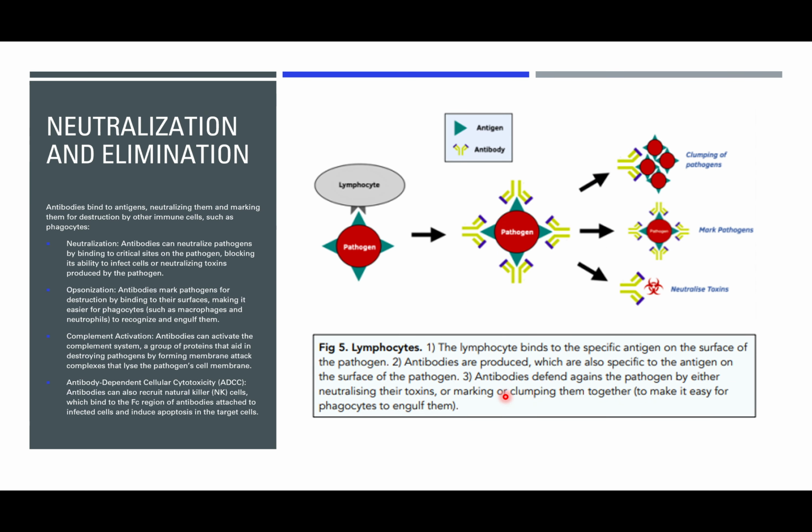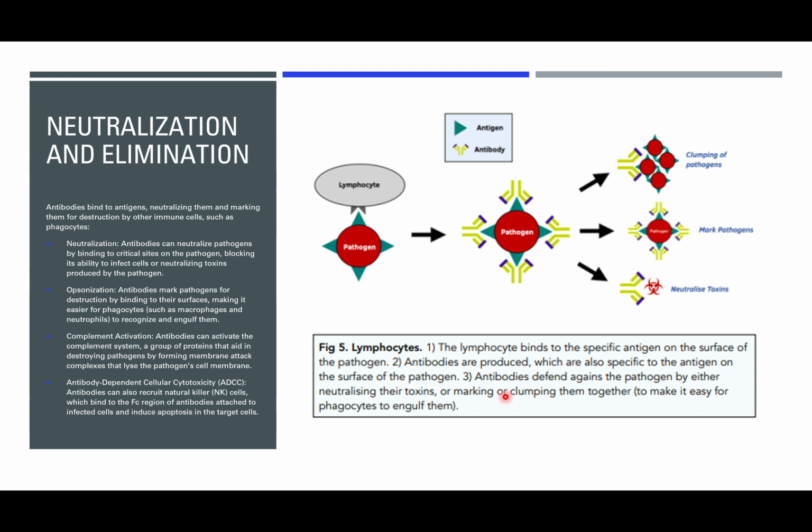So the neutralization and elimination: what the immunoglobulins will do is bind to the different pathogens, mark them and neutralize them. The antibodies can neutralize the pathogens by binding to the critical sites of the pathogen and blocking its ability to infect other cells. So that's generally the neutralization.